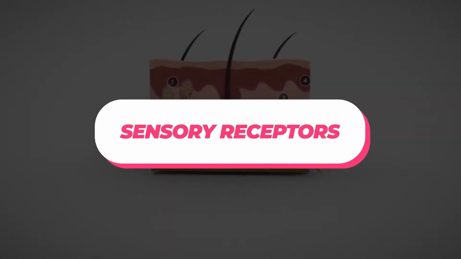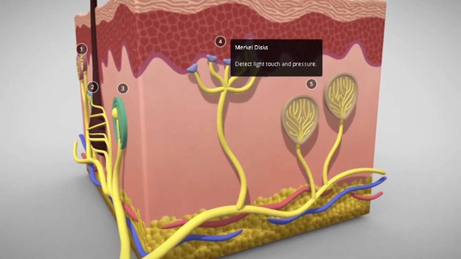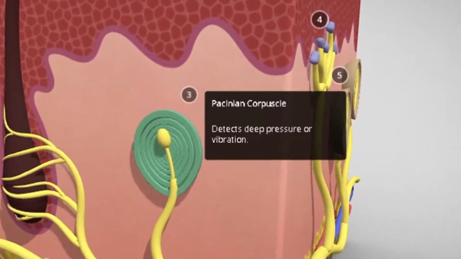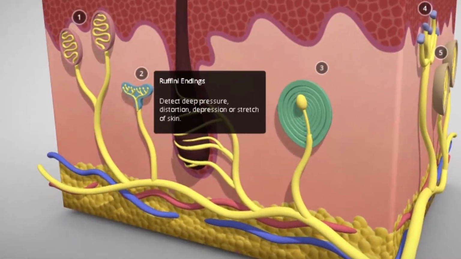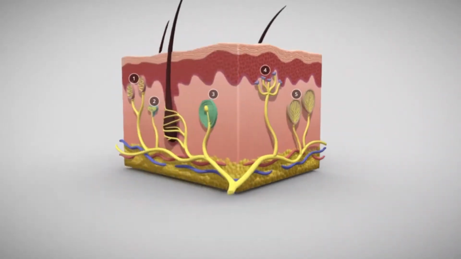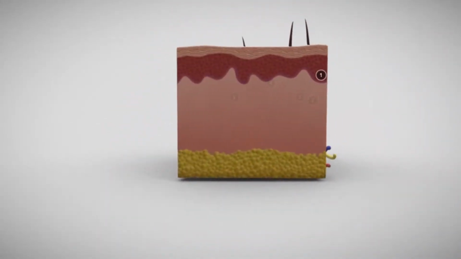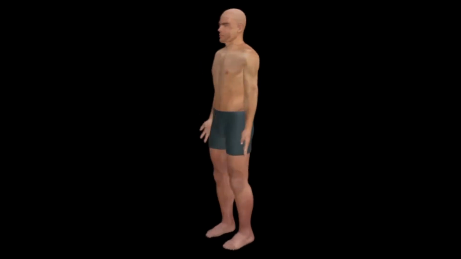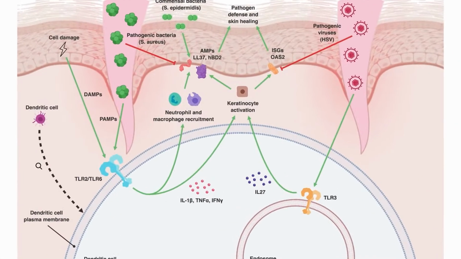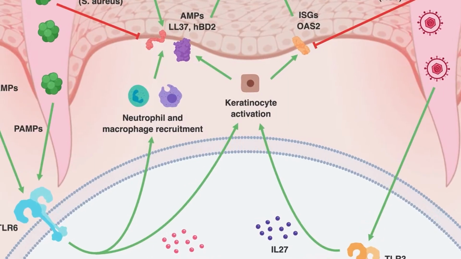Sensory receptors. The integumentary system also contains various sensory receptors, such as Merkel cells, Meissner corpuscles, Pacinian corpuscles, and free nerve endings, which help to sense touch, pressure, and pain. These receptors are located in the epidermis and dermis layers of the skin and send signals to the brain through the nervous system. In addition to its functions, the integumentary system also plays a role in the body's immune response by protecting against invading microorganisms and alerting the immune system to the presence of foreign substances.